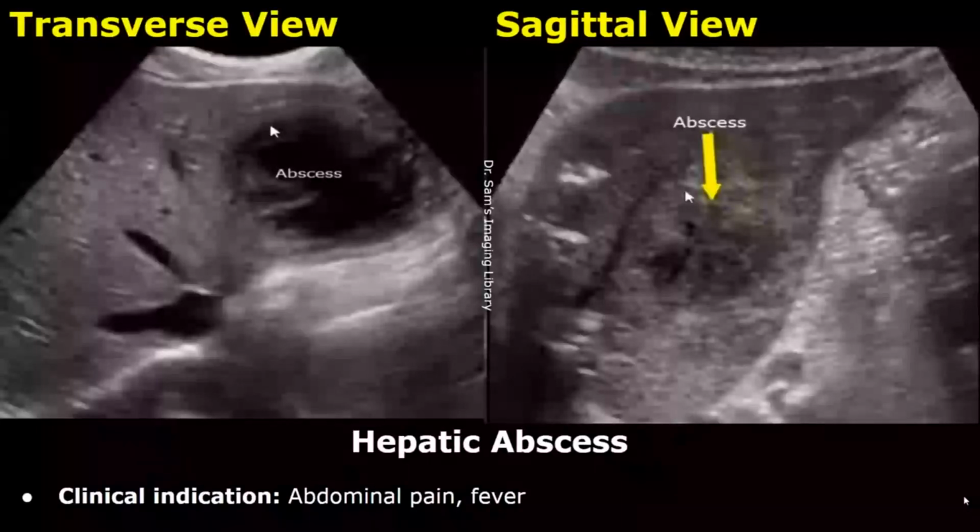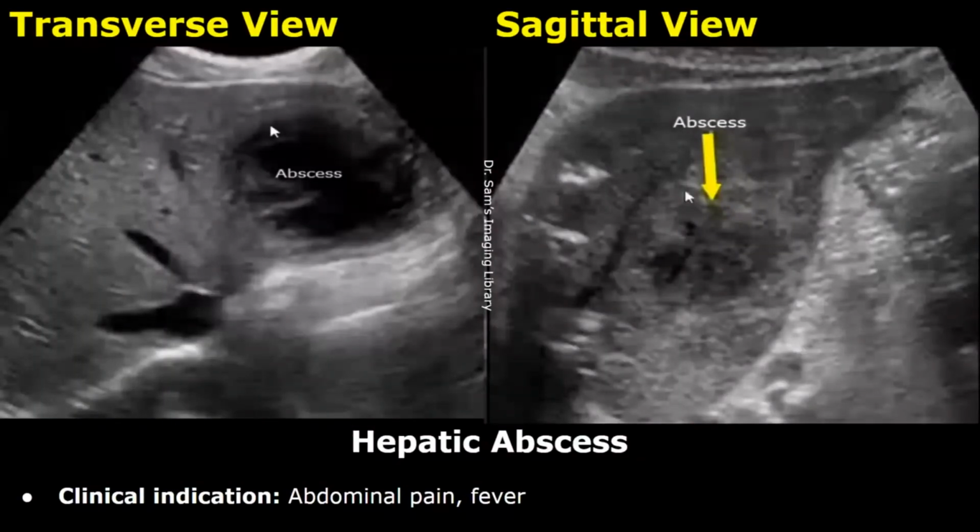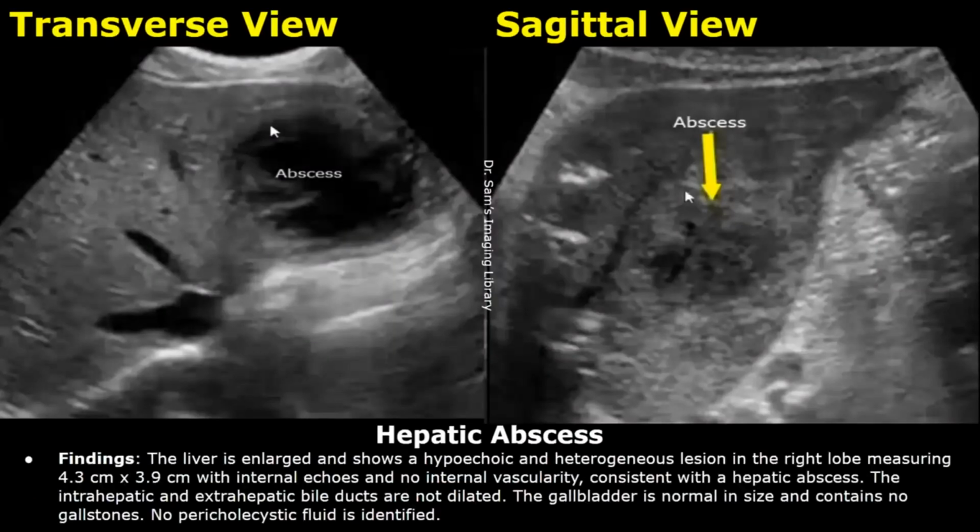A patient with hepatic abscess can present with abdominal pain and fever. In the findings, you can write a hypoechoic and heterogeneous lesion and mention its location and the size, and mention the presence of internal echoes and no internal vascularity, as an abscess will not have any internal vascularity. On color Doppler, these findings are consistent with hepatic abscess.